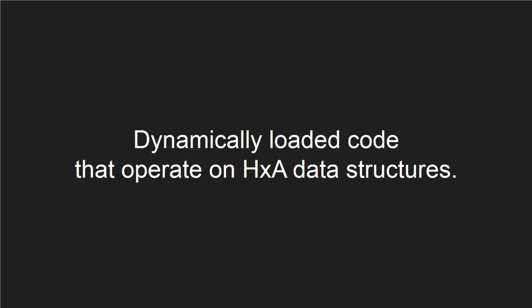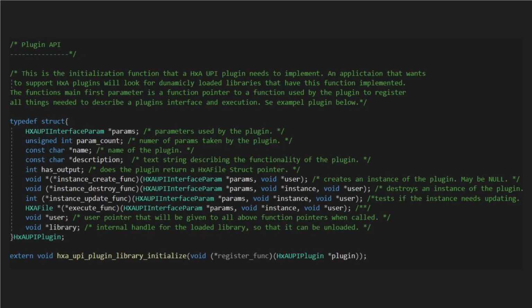Well, it means you can dynamically load code that operates on HxA data structures. Okay, let's have a look at this. So what you do is you implement a plugin and you say, here is my function that operates on HxA, and you fill out this sort of form and say, here are the parameters that I use, here's the name of my plugin, here's the description of my plugin, it outputs HxA this way, and so on and so forth. And then you use this function at the bottom to load this library and initialize your function.